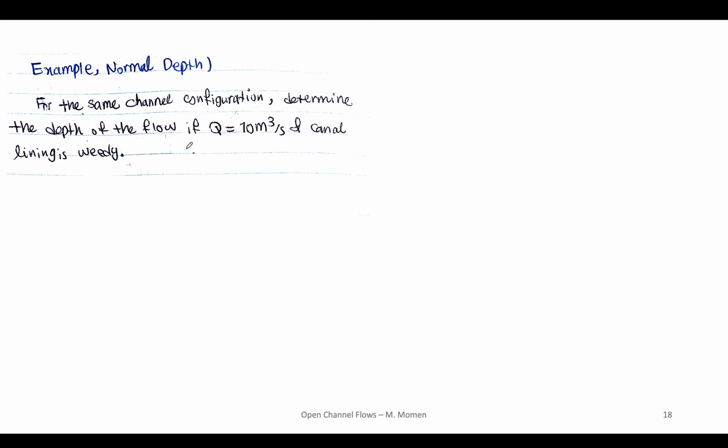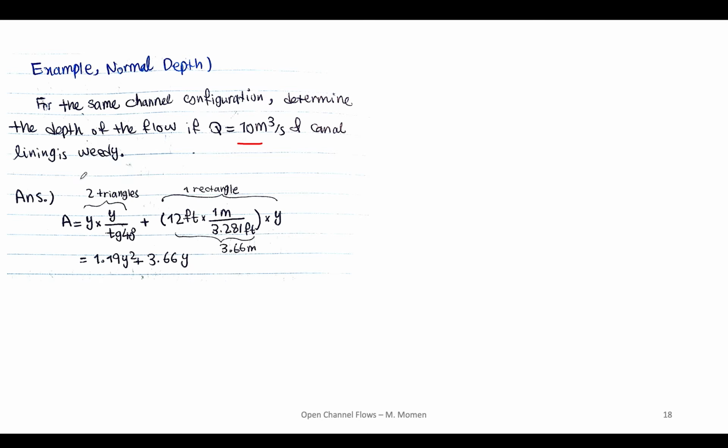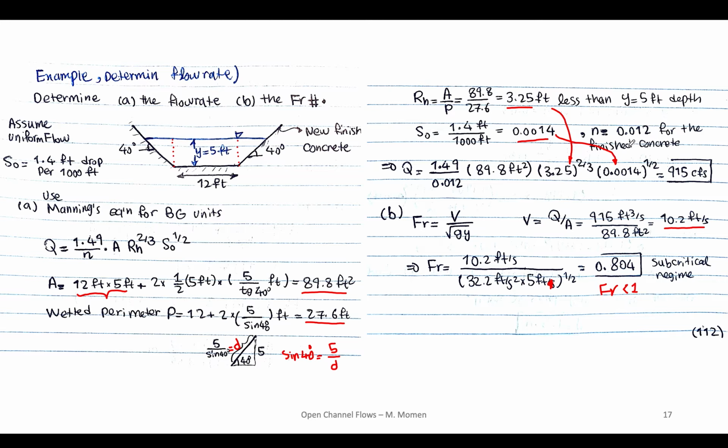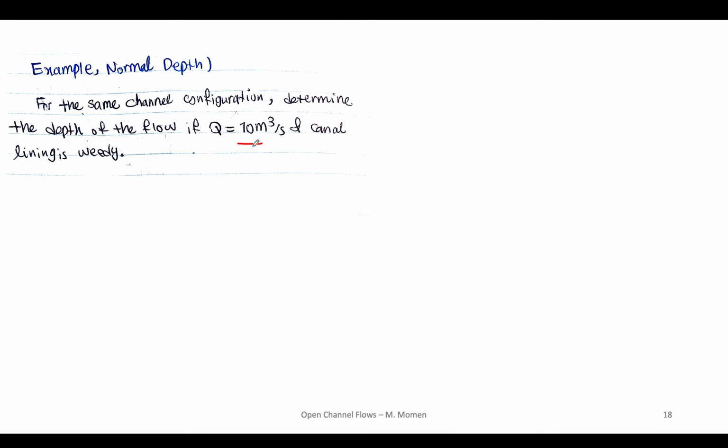So for the same channel configuration here that we have, we want to determine the depth of the flow if Q, the flow rate, is 10 meter cubed per second, and the canal lining is VD. Okay, so we have a different type of channel or canal, and also the Q is different. So Q here is 915 foot cubed per second, but here it is 10 meter cubed per second, and we are using SI units.